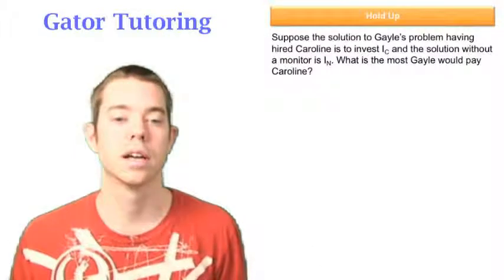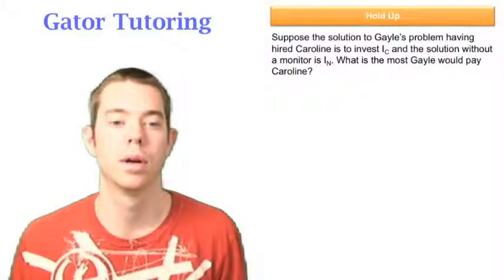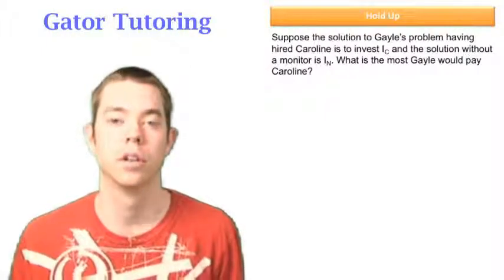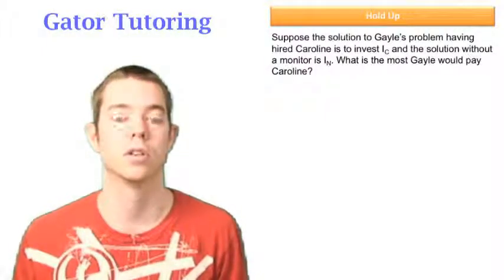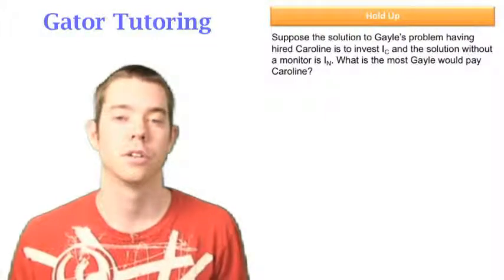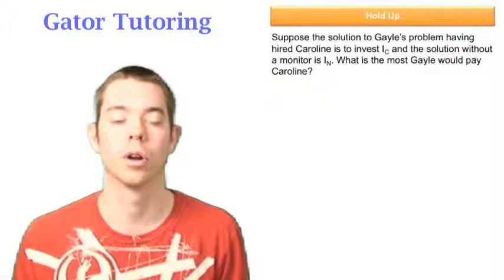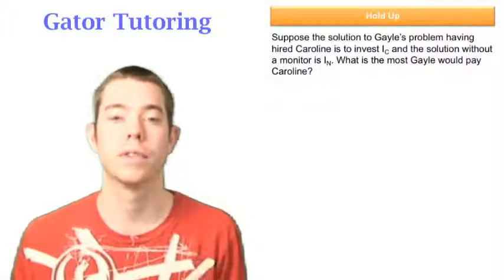The last question says, suppose the solution to Gail's problem, having hired Caroline, is to invest IC, and the solution without a monitor is IN. What is the most Gail would pay for Caroline? So again, it's asking us for the value of information. This is verbatim to that other question, but we have a little different situation going on here. We're going to do the value with information minus the value without information.